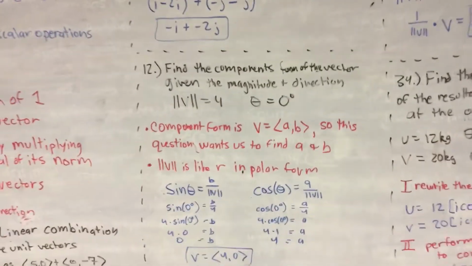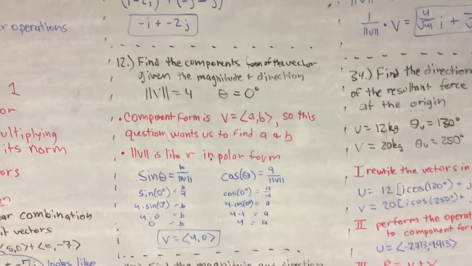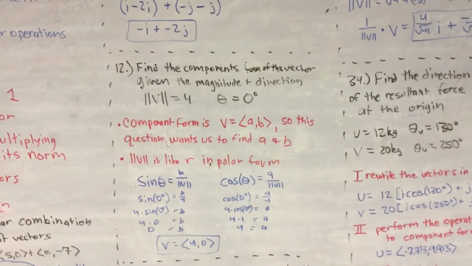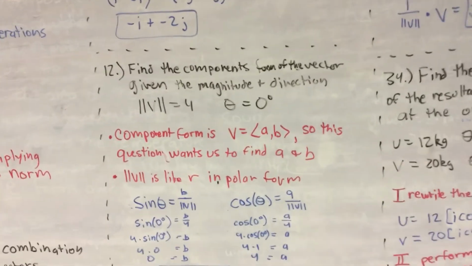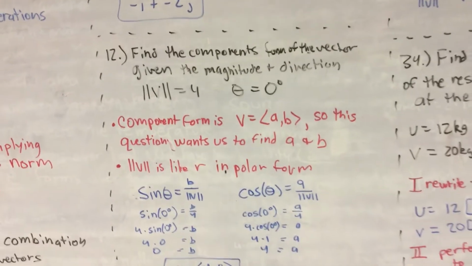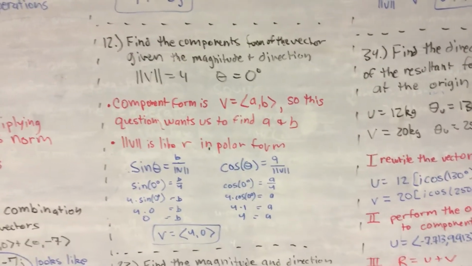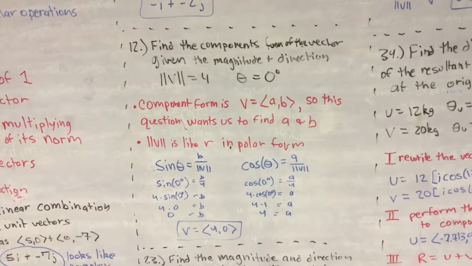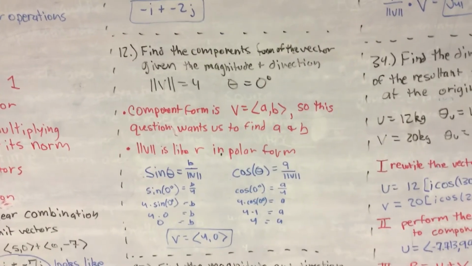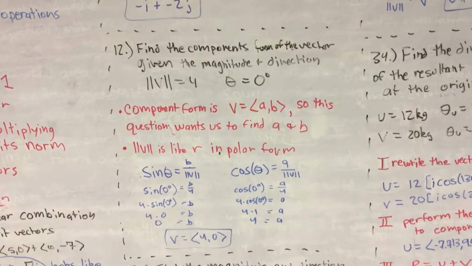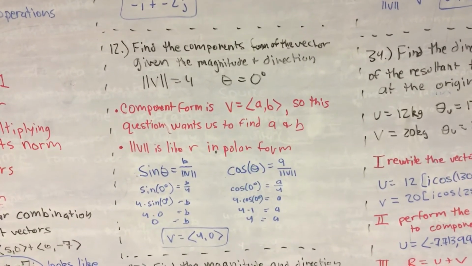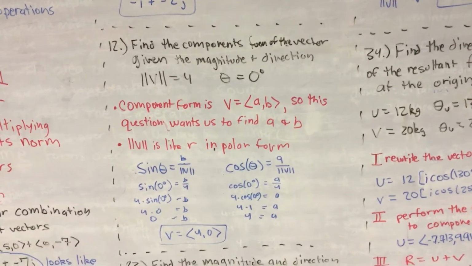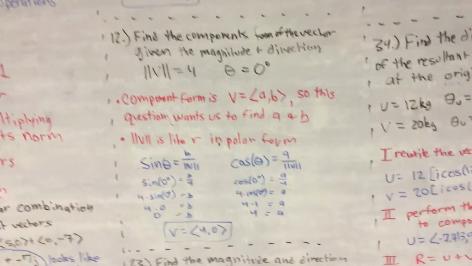This next one, we're finding the component given the magnitude and direction. Component form is where we have our a and b with the carets on either side. This question is asking us to find a and b. We do that by taking advantage of our trigonometric ratios. Sine of theta is equal to b over the norm. Cosine of theta is equal to a over the norm. We solve for a and b, and we end up with the component form.